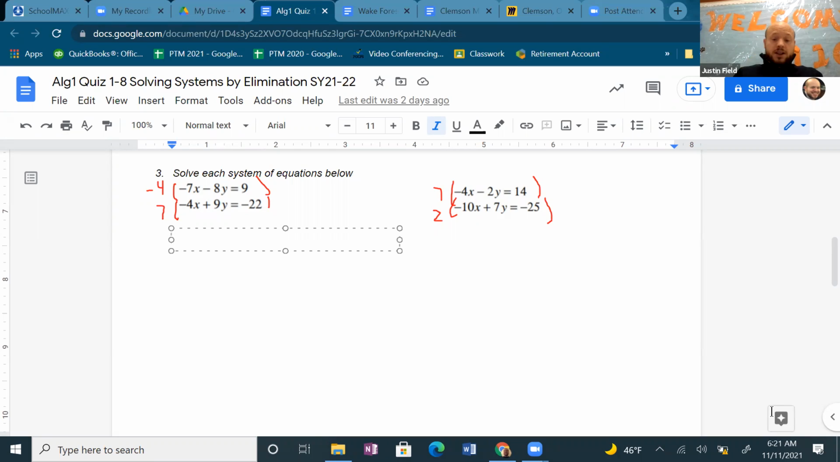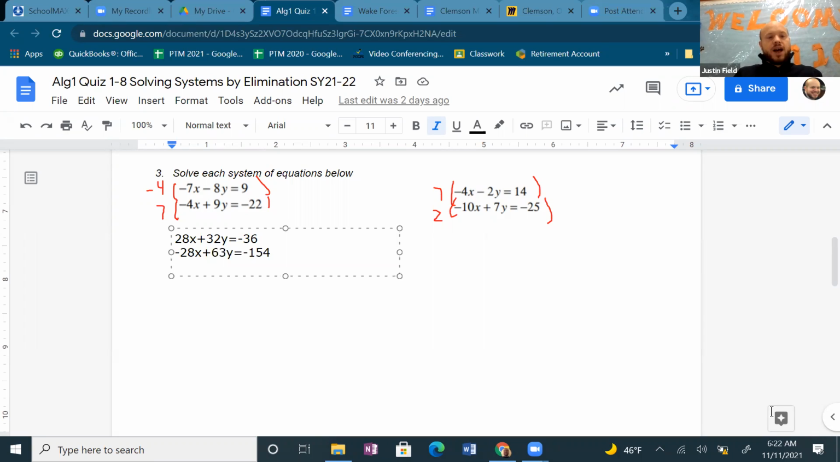So, rewriting the top equation, it will be 28x plus 32y. I'm doing the multiplication in my head. Negative 4 times the top row. Negative 4 times 9 is negative 36. Bottom row is negative 28x plus 63y equals, what is 22 times 7? All right, so 20 times 7 is 140, and then plus 14 is 154. Hopefully.